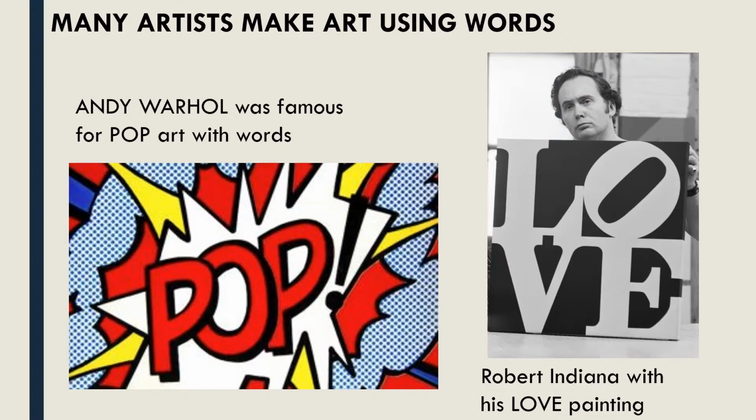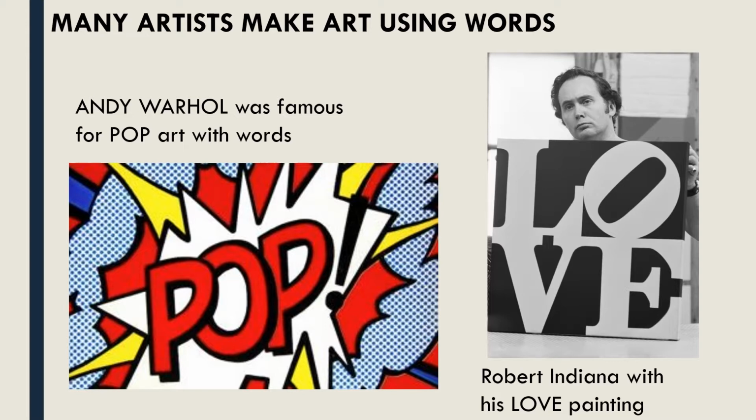One that we know from kindergarten and first grade that we've studied before is Andy Warhol. And he was known for a style of art called pop art, and he used a lot of words as part of his artistic expression. Another artist that is very well known is Robert Indiana, and he became most famous for using the word love in his artwork. And he used it in a lot of different ways as paintings, and he also created sculptures with that word.